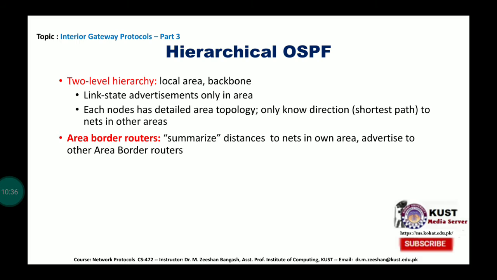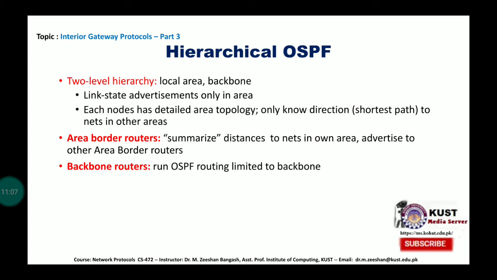Similarly, there is another level of hierarchy, which we call the area border router. It basically summarizes the distance to the networks in its own area, and it advertises the routing information to other area border routers. So these are the two hierarchical levels.